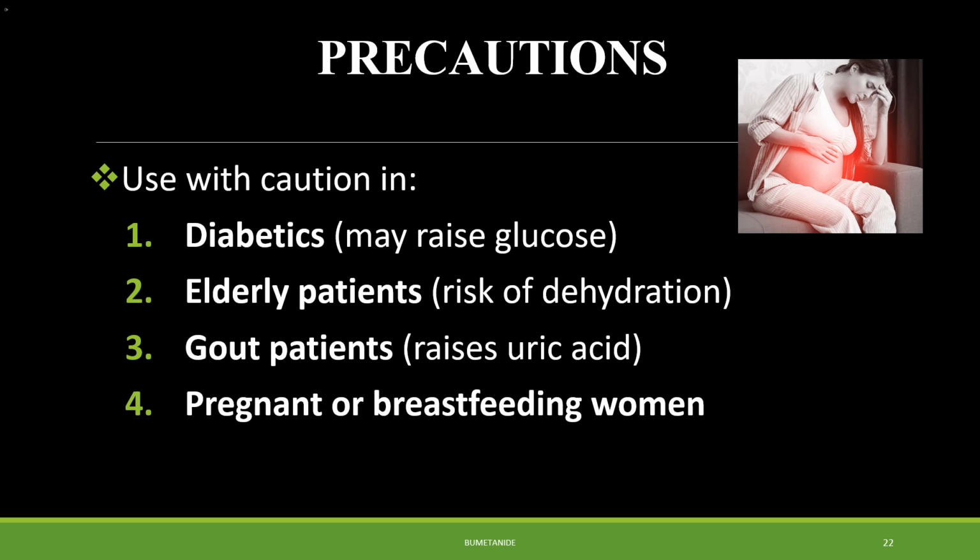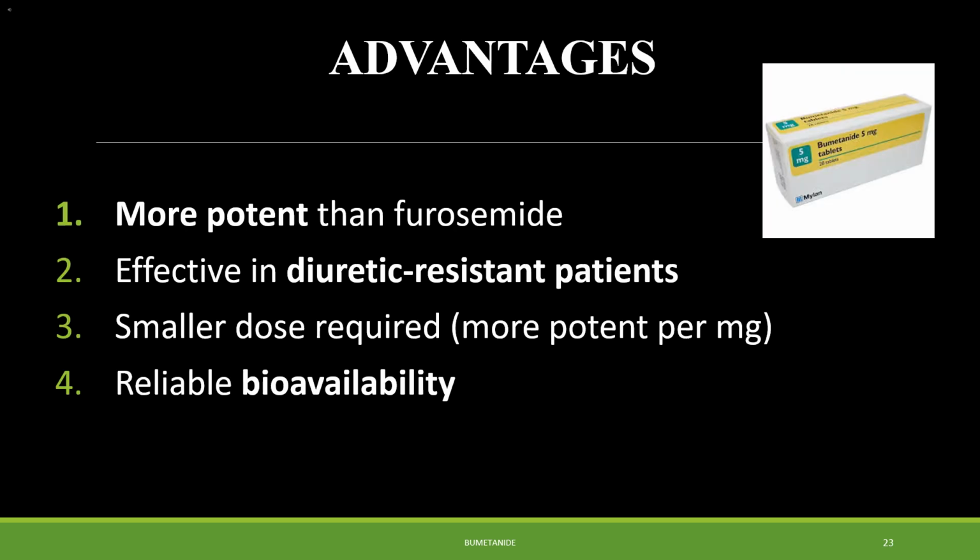4. Pregnant or breastfeeding women. Bumetanide use in these women needs careful consideration of risks and benefits. Advantages of bumetanide. 1. More potent than furosemide. Bumetanide works stronger per dose compared to furosemide.